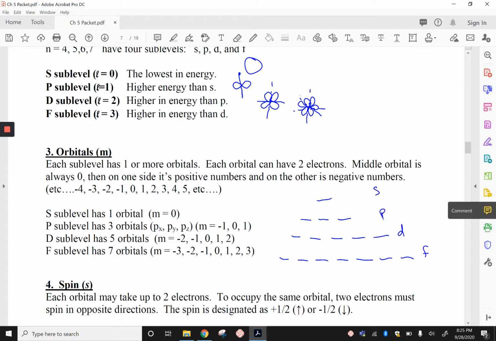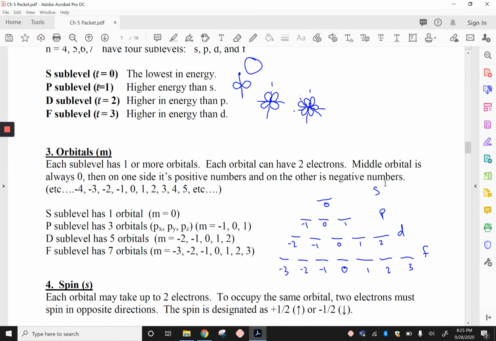So what you do is the middle orbital gets a 0. And this goes 1, 2, 3, -1, -2, -3, just like a number line. So for the d's, this would be 0, 1, and 2. This would be -1, -2. For the p's, there's your 0, 1, and -1. And for the s, the only possibility is a 0.